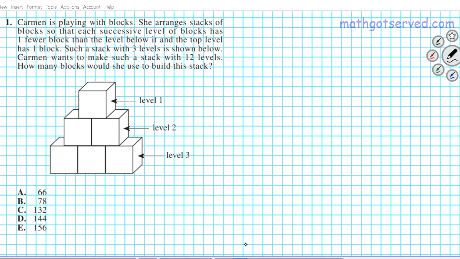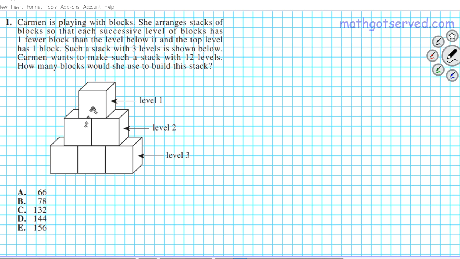Alright, let's take a look at question 1. It reads, Carmen is playing with blocks. She arranges stacks of blocks so that each successive level of blocks has one fewer block than the level below it, and the top level has one block. Such a stack with 3 levels is shown below. Carmen wants to make such a stack with 12 levels. Question, how many blocks would she use to build this stack?